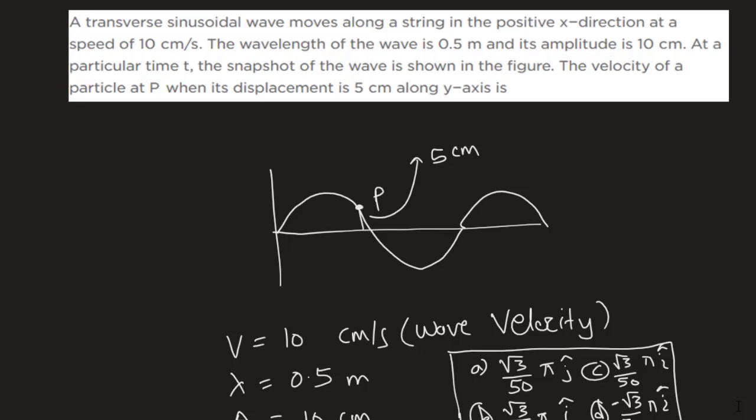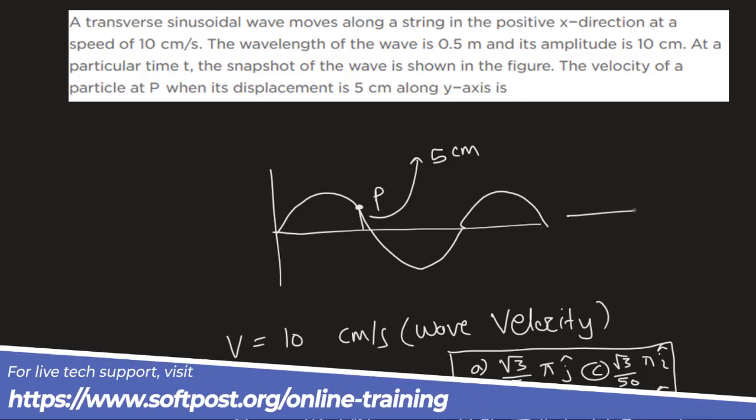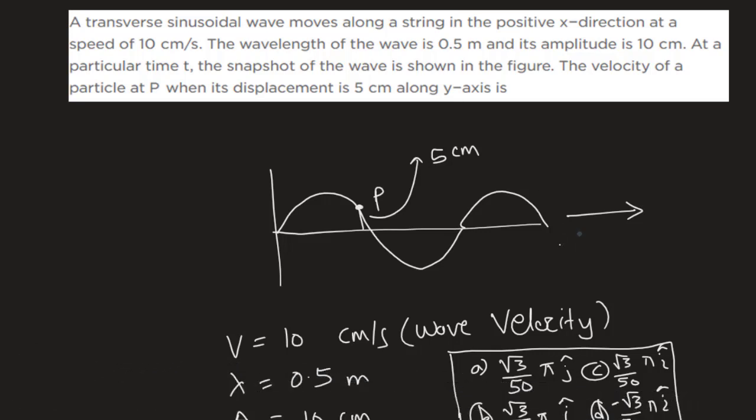तो बच्चों इस वीडियो में हम लोग ये प्रॉब्लम सॉल्व करने वाले हैं। Transverse sinusoidal wave moves along a string in the positive x direction at the speed of 10 centimeter per second. So what they have given is there is a wave which is traveling in the positive x direction. So this is the direction in which it is traveling, and the speed of that wave is 10 centimeter per second. Okay, this is the wave speed, 10 centimeter per second.